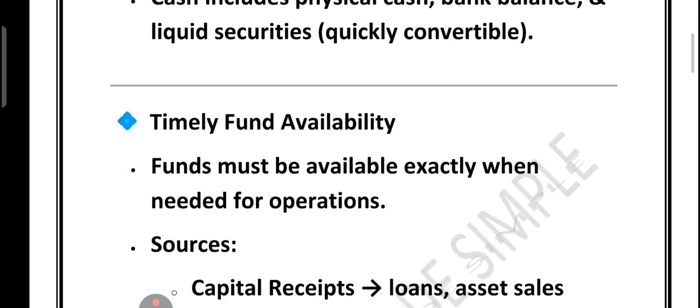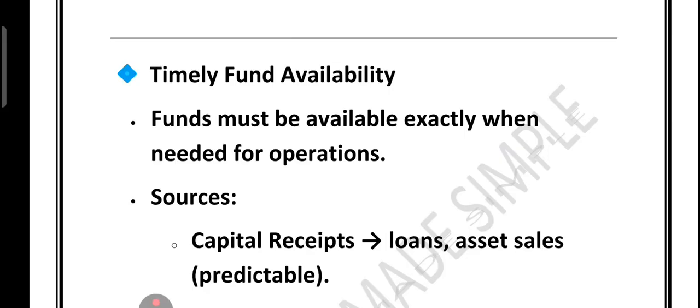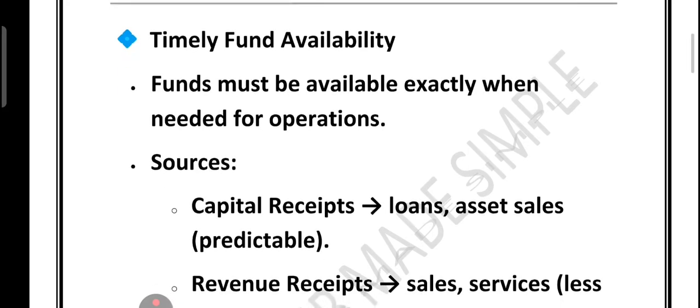Now the next point is timely fund availability. Again I'm reminding you, we are talking about how treasury operations work. First I told you fund control. The second point is timely fund availability. The second goal is to ensure that funds are available exactly when required, not too early, not too late.